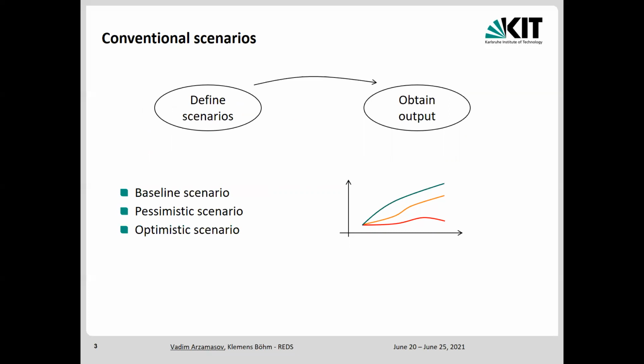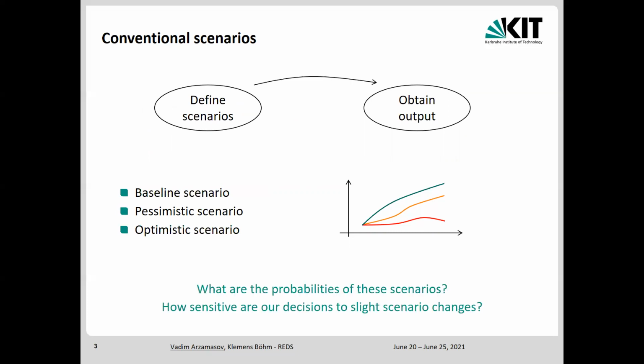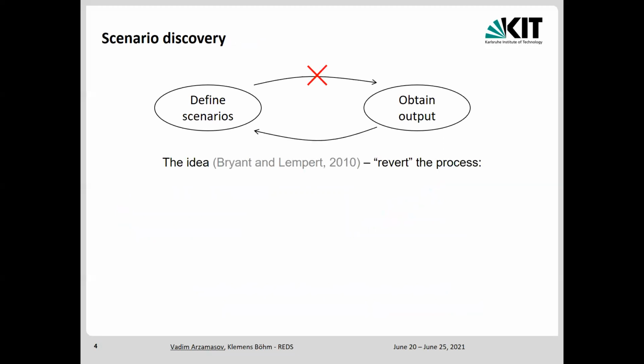However, there are a few problems with this approach. Namely, one cannot guarantee that the probability of a baseline scenario is high enough to base a decision on it. A few additional simulations of optimistic and pessimistic scenarios provide little insight into how sensitive our decision is to slight changes in scenario description. This is why it was proposed to reverse this process and do so-called scenario discovery.